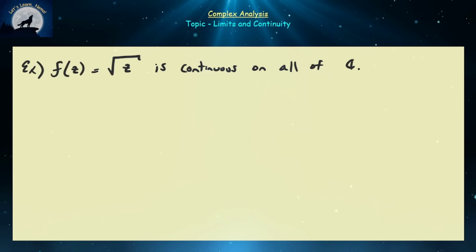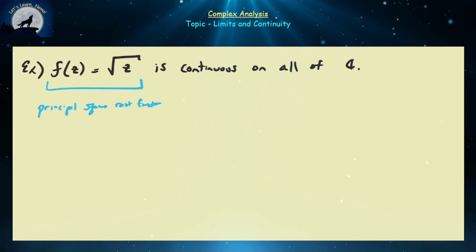So the example that I want to work with is going to be the principal square root function, which we talked about in detail in the last video. Remember that radicals will be multi-valued, but this is just focusing on a single-valued function, in particular the principal square root function. Now this is going to be continuous on all of C. In the realm of R, it was only defined on the positive real numbers and 0. But once we include the values in C, we have continuity on all of C, in particular at the origin.